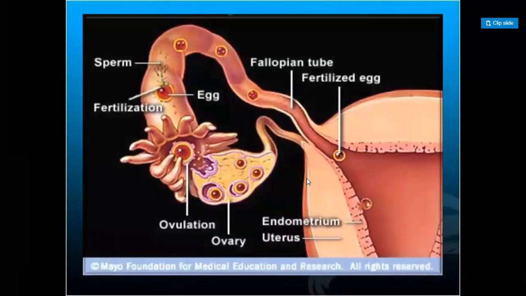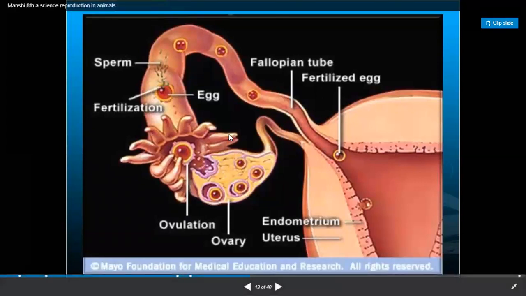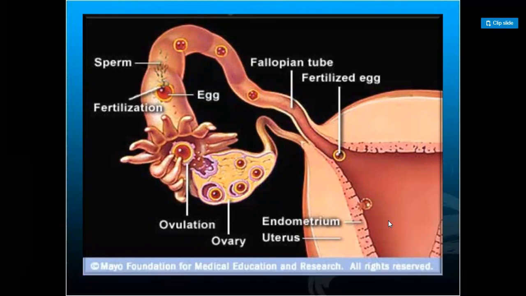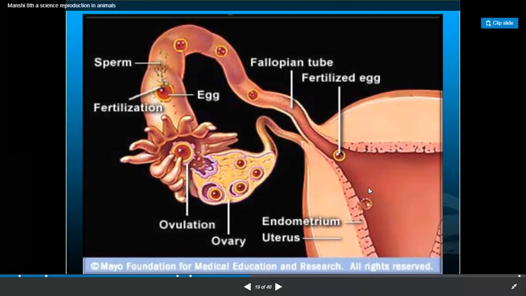Right? So here in the structure you can see the egg, fertilization, the sperm entering inside the egg, then the egg moving through the fallopian tube, and then finally it reaches the uterus for development. The zygote divides rapidly and repeatedly, forming a ball of hundreds of cells. The cells then begin to form groups that develop into different tissues and organs of the body. This developing structure is called an embryo. The embryo gets embedded in the wall of the uterus for further development. This is called implantation.